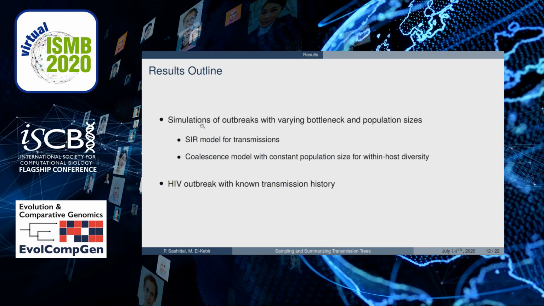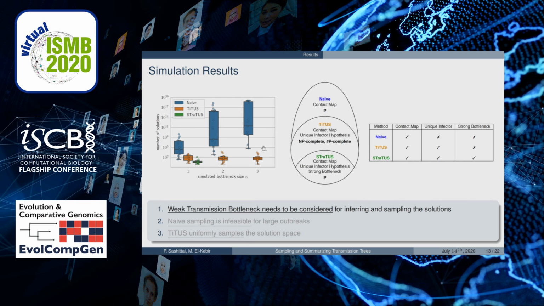So we apply our method both on a simulated dataset and on HIV data collected from an HIV outbreak with a known transmission history. The simulations were run with an SIR model for the transmissions and a coalescence model with a constant population size for the within-host diversity. And we run these simulations for different numbers of strains being transmitted during an infection and different population sizes of the outbreak. So here I show the results from the simulation data.